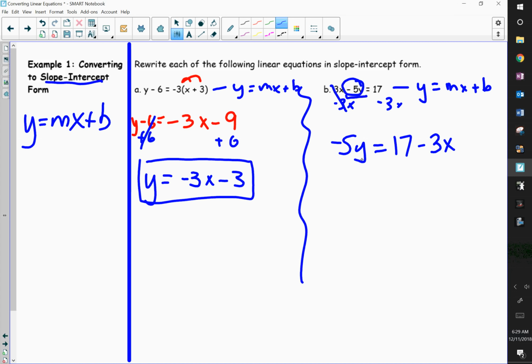You've got the y all by itself, but you don't want -5y, you want just y. So to get rid of this -5 times y, you divide by -5. Those 5's cancel, you're left with y equals. Now what you do on the left-hand side, you have to do everywhere on the right-hand side. So you divide this by -5 and this by -5. And you can just keep it like that. 17 divided by -5 is -17 divided by 5. -3 divided by -5, a negative divided by negative is positive, and just keep the fraction.